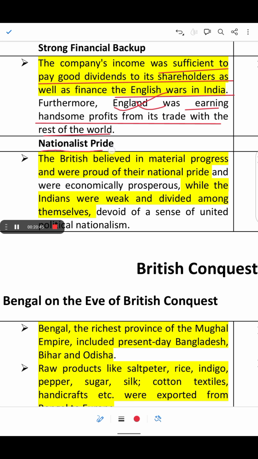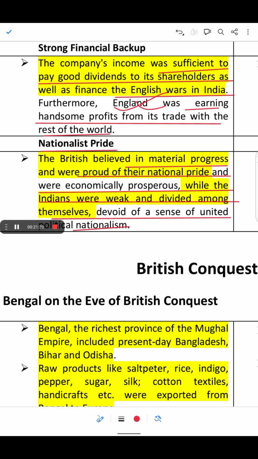So, nationalist pride. The British believed in material progress and were proud of their national pride and economically prosperous, while the Indians were weak and divided among themselves, devoid of a sense of united political nationalism. So we can see how the British were proud of their strong economy and believed in making material progress in business, in trade, in technological advancement, in strengthening military power. The sense of unification was there.